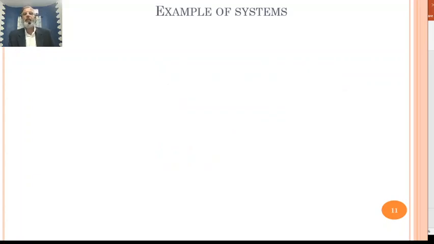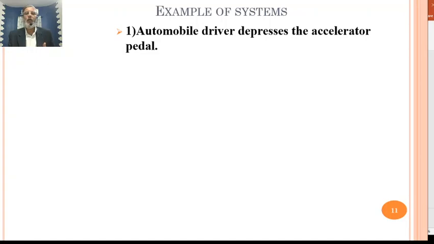Examples of the systems: the first example is an automobile driver depressing the accelerator pedal. Imagine you are driving a car, and you have increased the pressure on the accelerator pedal. The car is a system. What is the response or the output? The response is that the speed of the car will be increased.